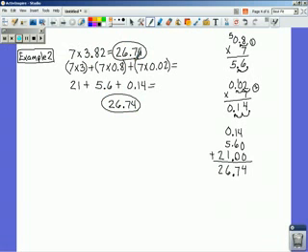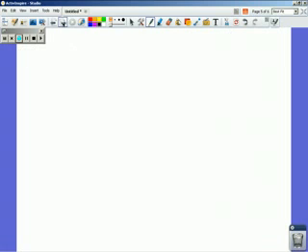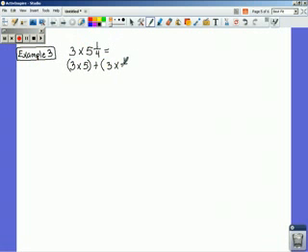Now, let's use that distributive property when we multiply mixed numbers. We'll call this next example, example number 3. And the first problem we'll do will be 3 times 5 and 1/4. Again, we're going to distribute that 3 across all of the other components in this number, so that we'll have 3 times 5 plus 3 times 1/4.